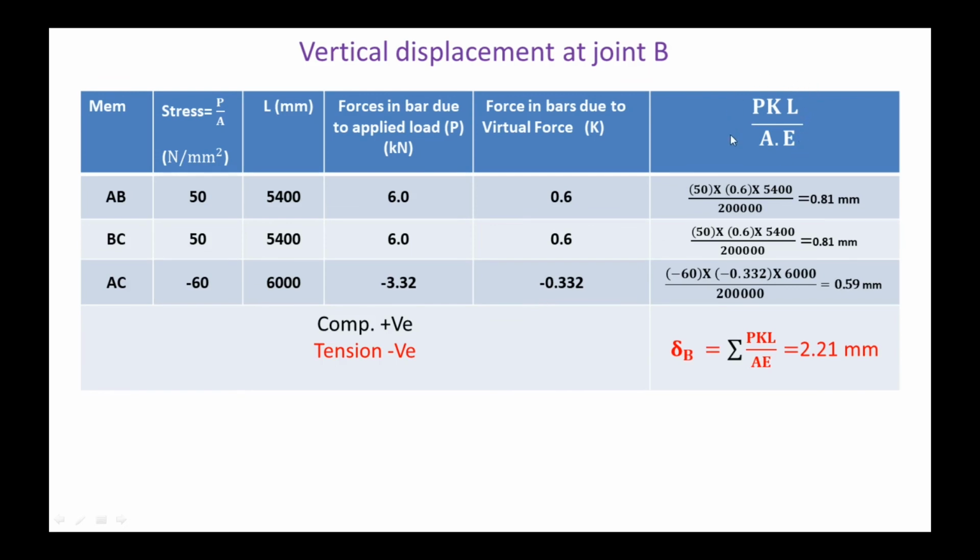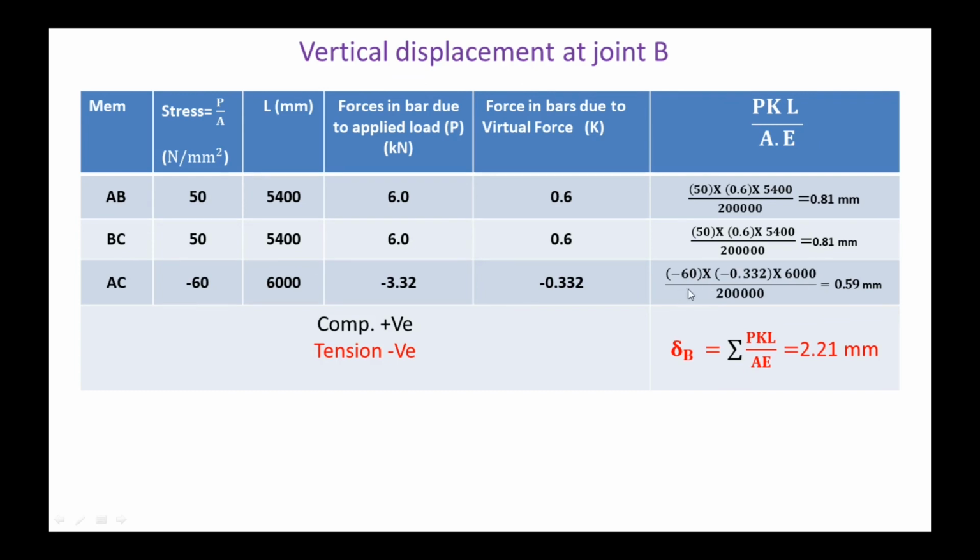Now our formula is PKL by AE. Here P by A is already given, that is 50. So take 50, then what remains is K into L. K is 0.6 and length is 5400, divided by E, the modulus of elasticity, which is given as 200 kN per mm square, converted into Newton per mm square. That gives the value 0.81 mm. Same in the case of BC because both members are identical.